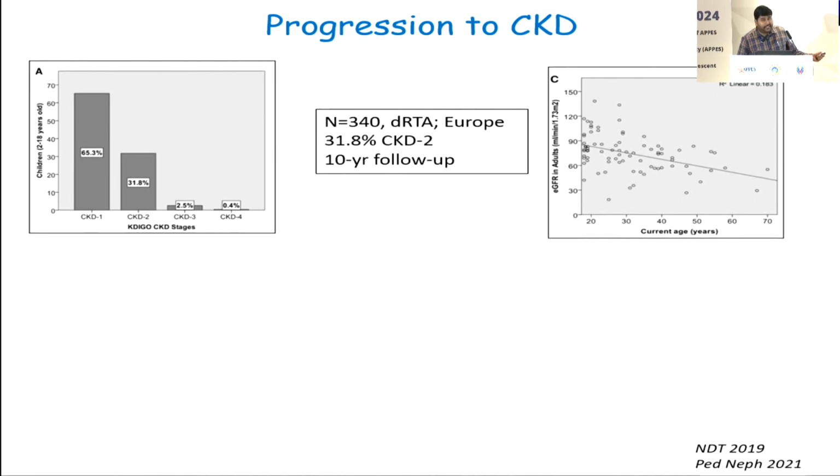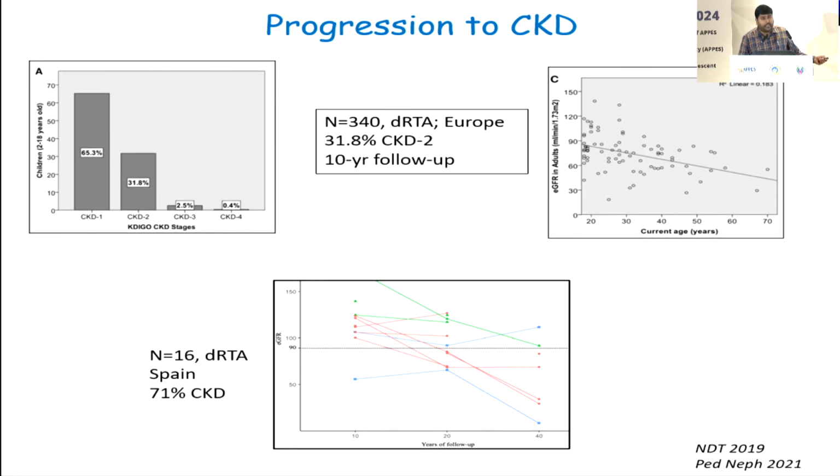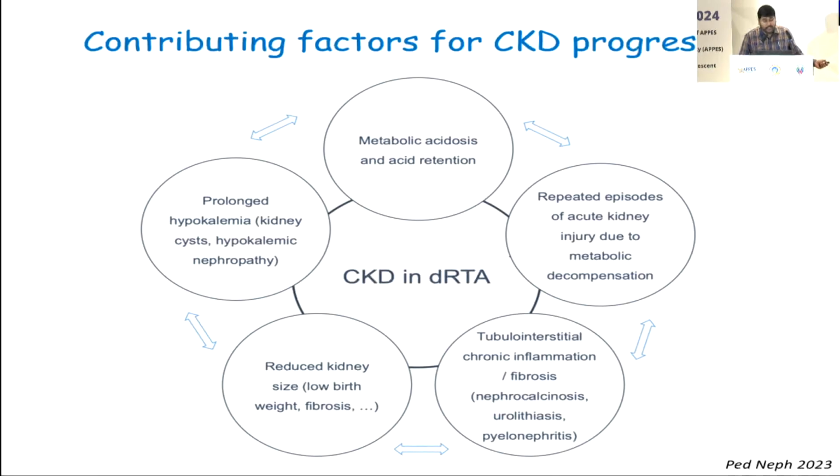So, as I already mentioned, they are also known to progress to chronic kidney disease. This is the same registry where we could see that almost 32% of patients had a progression to chronic kidney disease stage 2, and this graph shows a negative correlation: increasing age decreases the GFR. And this is the longest follow-up data from distal RTA, where almost 71% of children had progressed to chronic kidney disease. So, what are the factors that contribute to the progression to chronic kidney disease, which include persistent metabolic acidosis and repeated injuries?